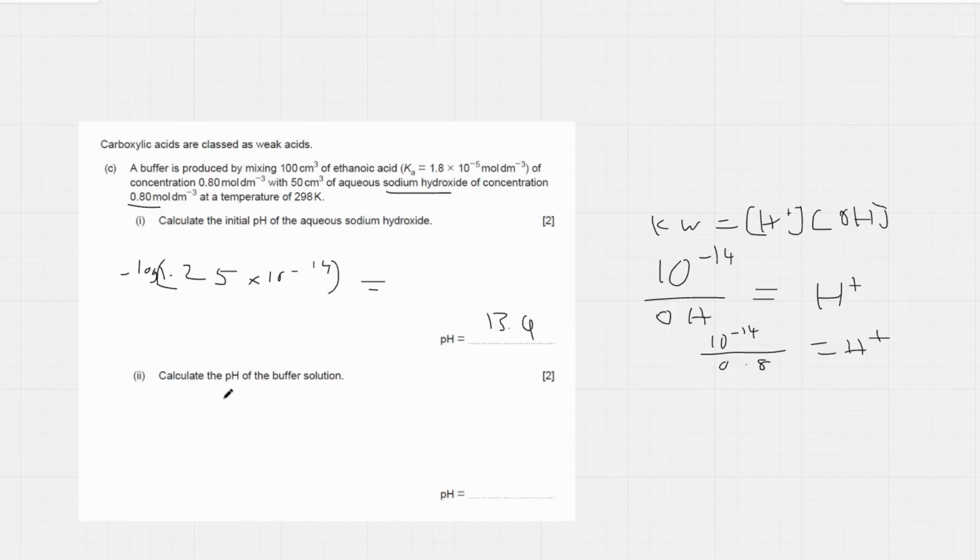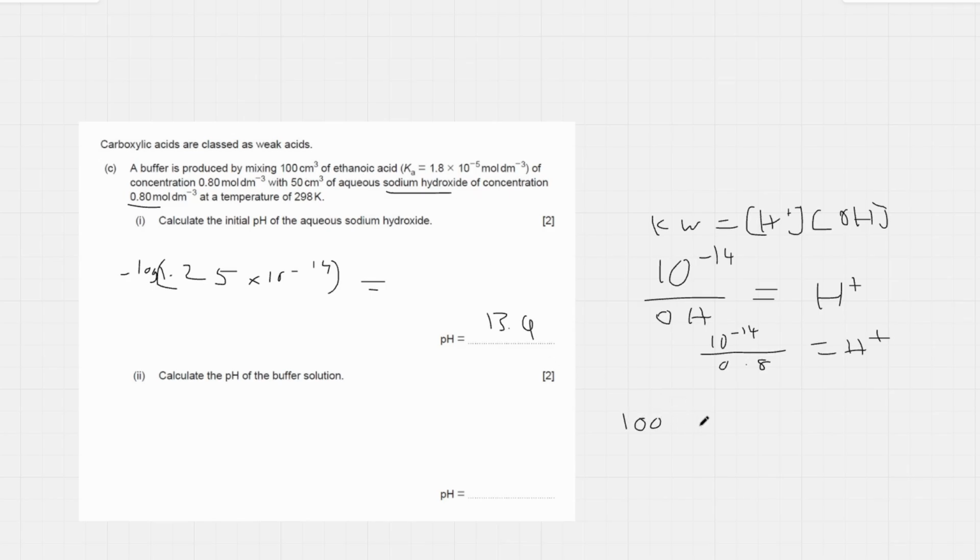And it says calculate the pH of the buffer solution. And this is interesting because there's actually two methods of doing this. There's a slow way and a fast way. I'll start with the slow way, and I'll show you the trick to do it in about half the time. So no pun intended. So mixing 100 centimeters cubed of ethanoic acid, we can do a calculation like this.